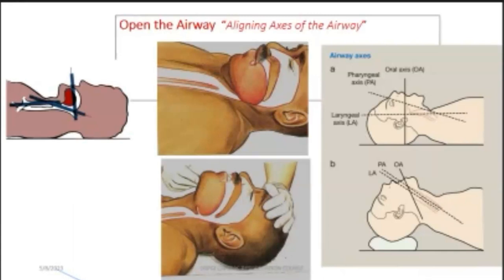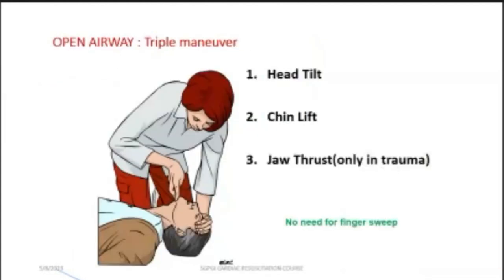By how? Head tilt, chin lift, and jaw thrust. Triple maneuver, but jaw thrust to be done only in trauma. So when a patient with trauma is coming, then only jaw thrust. And jaw thrust, how to do it?